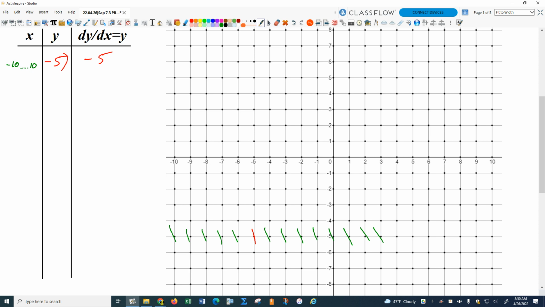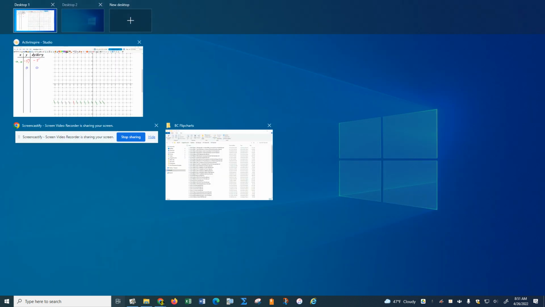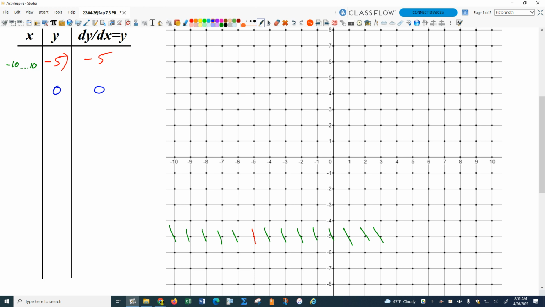And I could do the same thing like if I went up to 0. If y is 0, well then my slope is 0. Regardless of the value of x, right? So when y is 0, I'm just going to get a bunch of horizontal tangent lines all the way across. You get the idea? Okay.